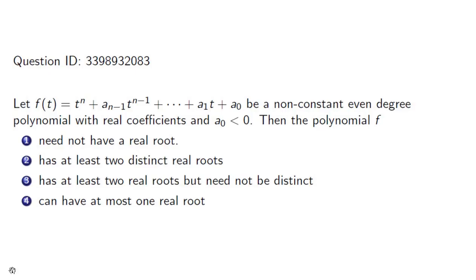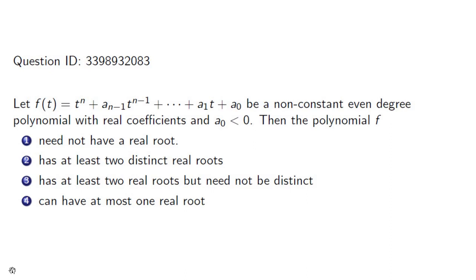Hi, this is a question from Assam CSIR NET 2019 Part B. We are given a real polynomial f(t) = t^n + a_{n-1}t^{n-1} + ... + a_1 t + a_0, where all the coefficients a_0, a_1, ..., a_{n-1} are real and also a_0 is strictly less than 0.